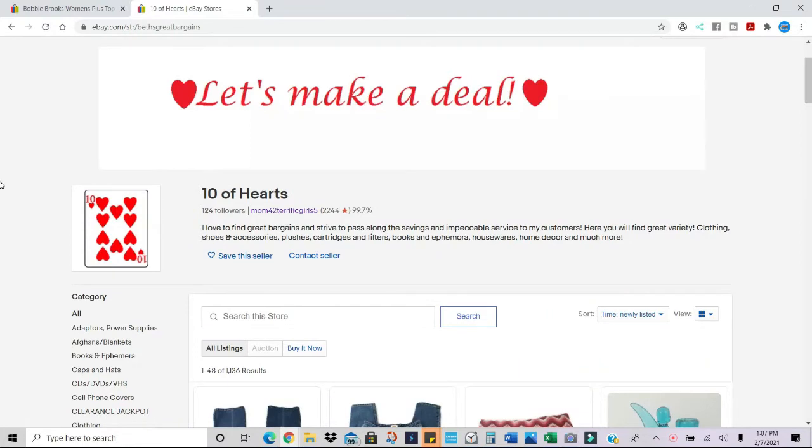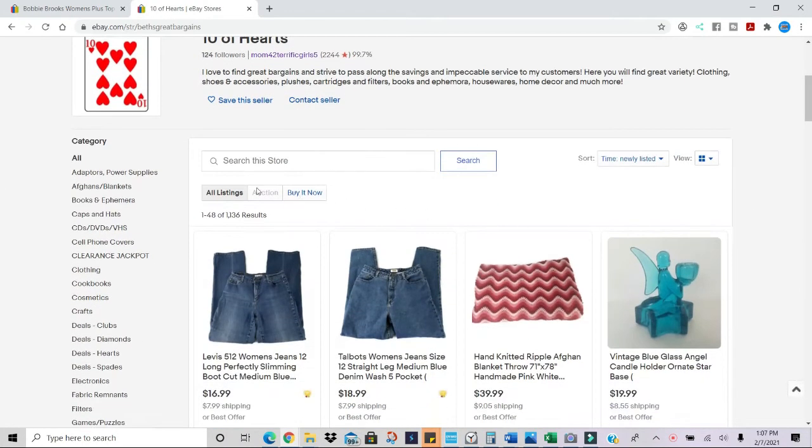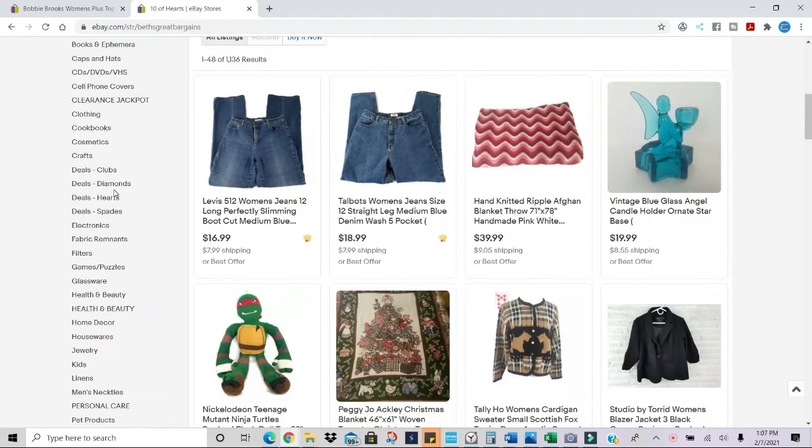Let's get started. Right now, we're on the home page of my first eBay store. It's called 10 of Hearts. And if you look on the left-hand side, these are my categories of items. And right here, you'll see deals, clubs, diamonds, hearts, and spades. This is how I set my tier system up.